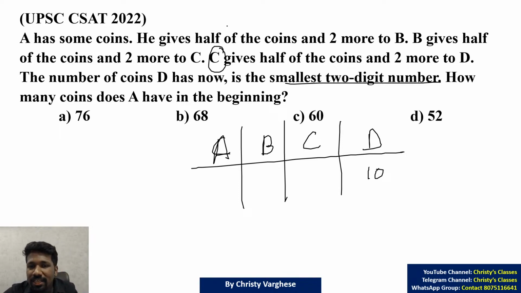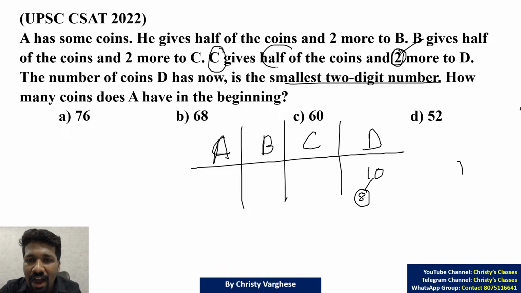How much? C, start from the last step here also. C finally gave 2 more to D. Before giving that 2 more, D had only 8 coins. Finally he gave 2 coins. That is how it became 10. 8 becomes 10 by adding 2. Now how is that 8? That 8 is half of the coins C had. We are going in the reverse order. So half of the coins C had is 8, means C had double of 8, 16 coins.